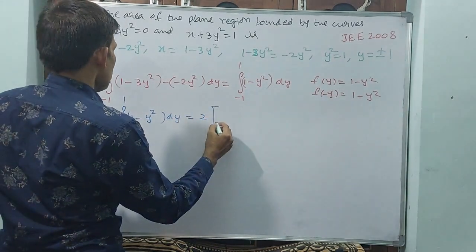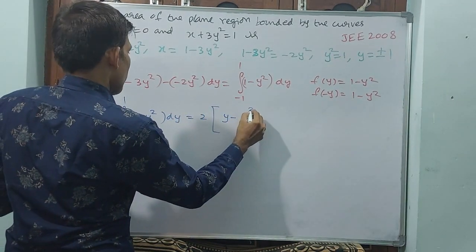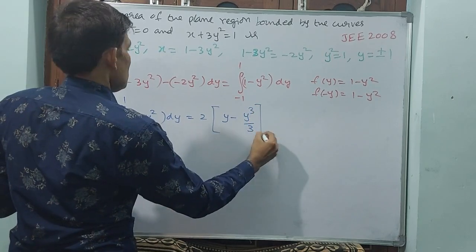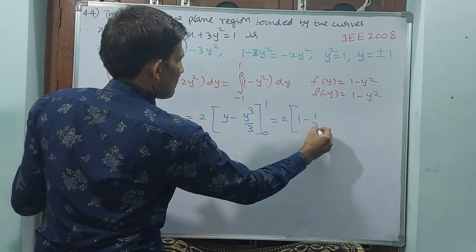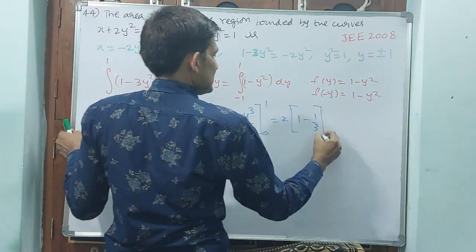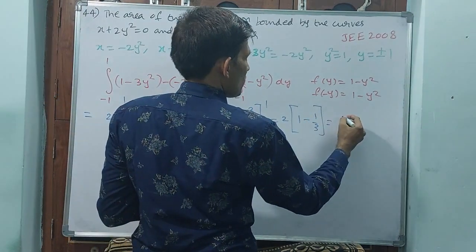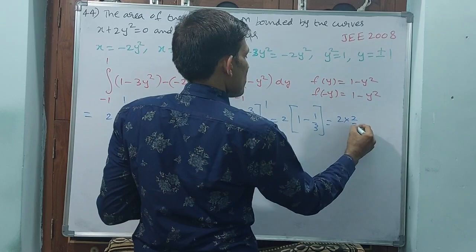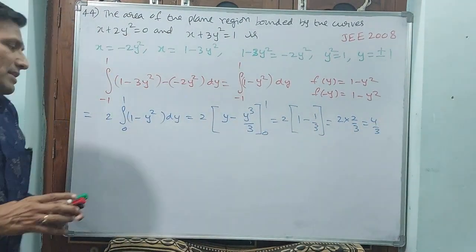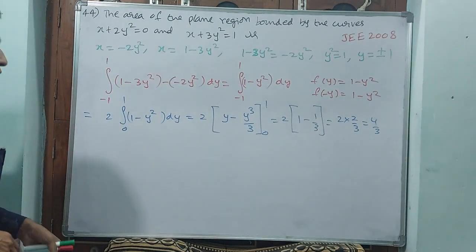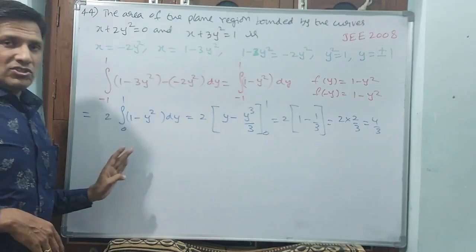2 times of y minus y cube by 3, from 0 to 1. That is equal to 2 times of 1 minus 1 by 3. 0 you need not give. That is equal to 3 minus 1, 2 by 3. 2 into 2 by 3, 4 by 3. Yes, 2 into 2 by 3, 4 by 3. This is the answer.